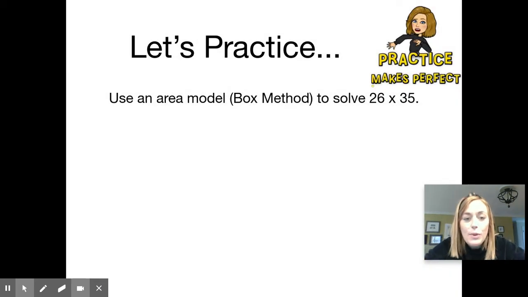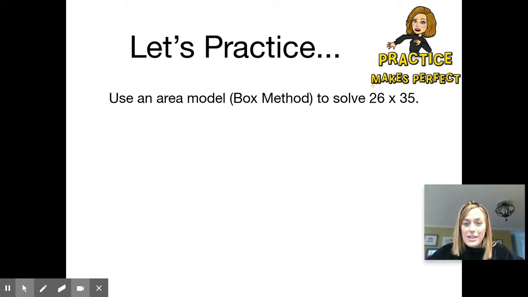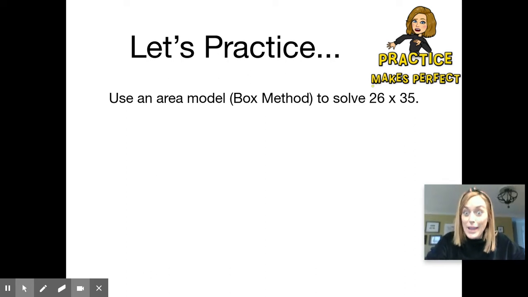So practice makes perfect, right? I want you to use a blank piece of paper or, if you have a personal whiteboard at home, we're going to practice using an area model to solve 26 times 35, okay? So I want you to pause this video right here. Go ahead and pause me, and then practice this on your own. And then when you unpause, you'll be able to check your work to see if it matches my solution, okay? So go ahead and pause.